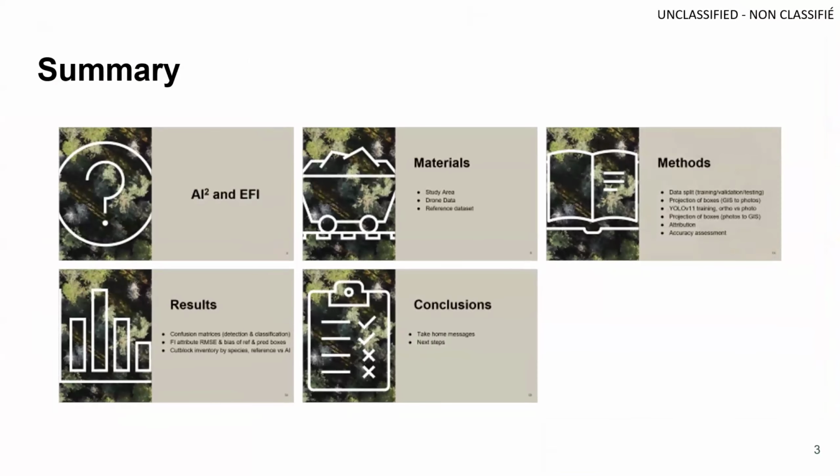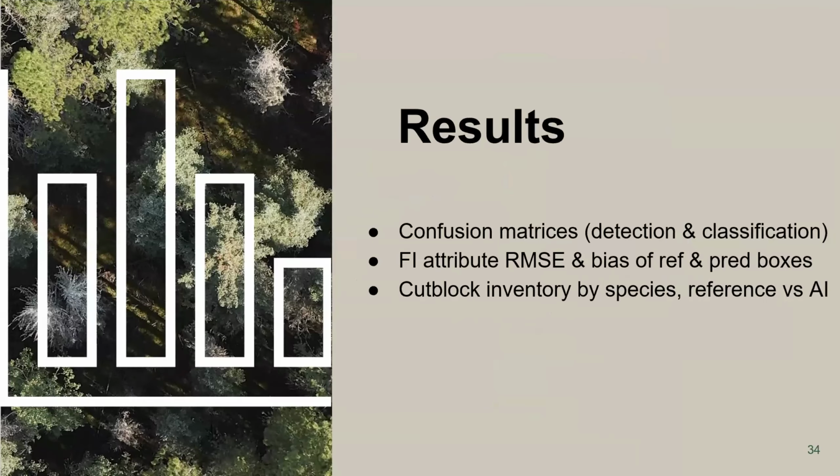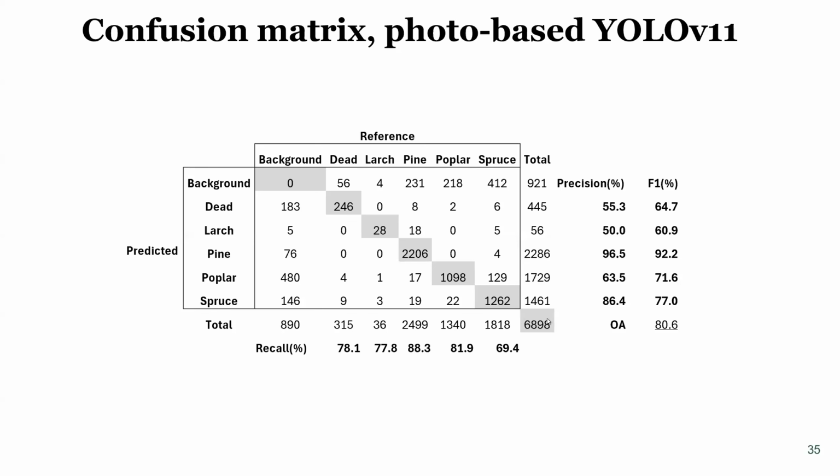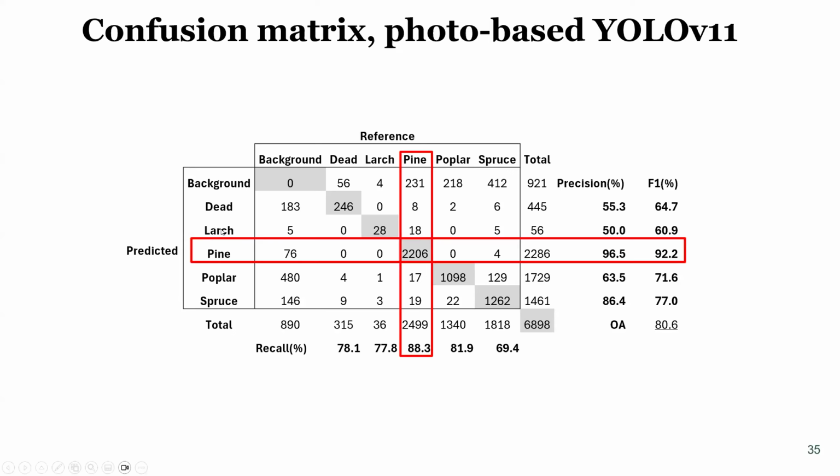So let's see quickly the results. Here's the confusion matrix for the individual tree classification. Out of the 6,000 trees that are in the testing area, 80% of them get correctly detected and labeled. The results are not that great for the less represented classes, the few dead trees and the larches. But boy, for the pine, they are impressive.